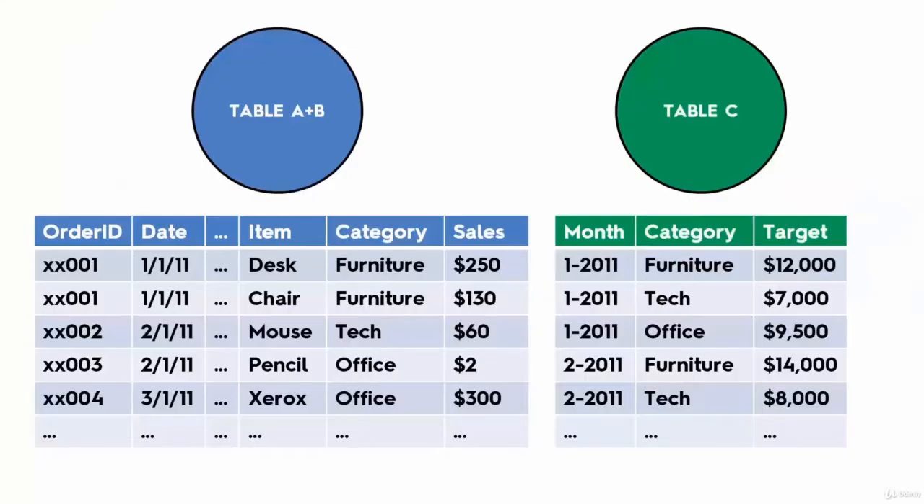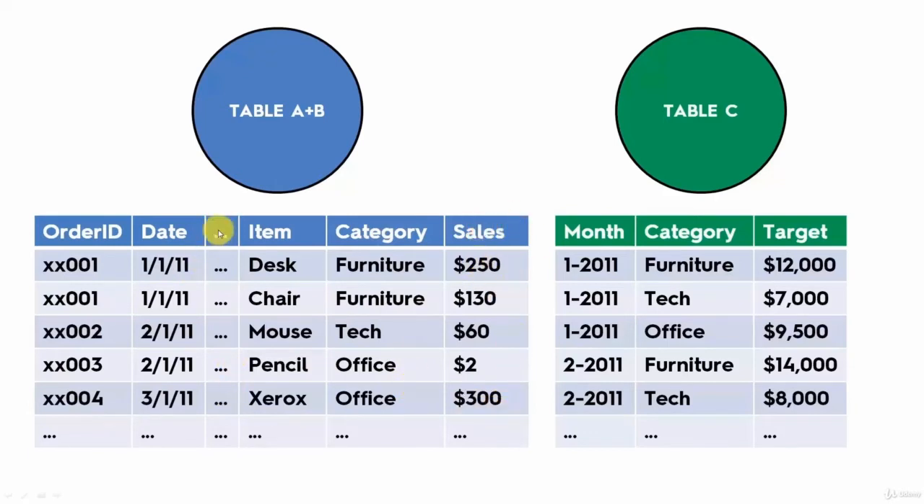Here, we've got two tables that we want to join. The table A plus B that we've already created through a join, and the table C, which is our sales targets. Table A plus B has information on order ID, has the date, has some more information, has the item within that order, has the category within which the item falls, and it has the sales that was generated on the item.